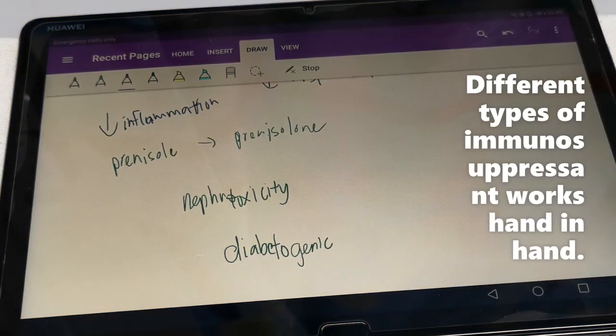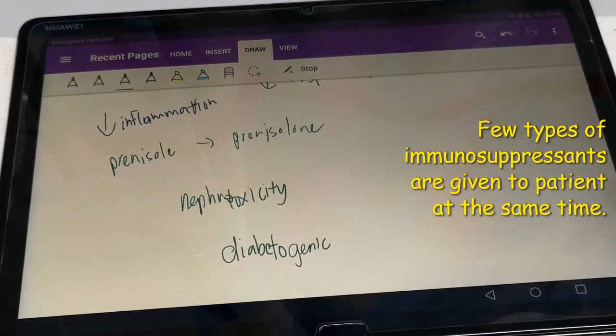Different types of immunosuppressants work hand in hand. A few types of immunosuppressants are given to the patient at the same time.